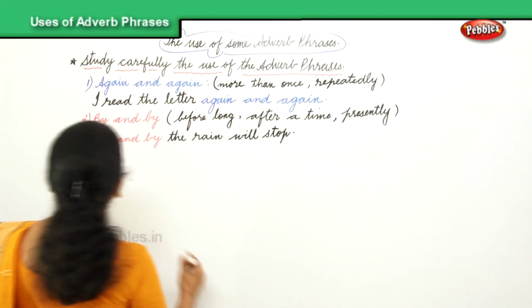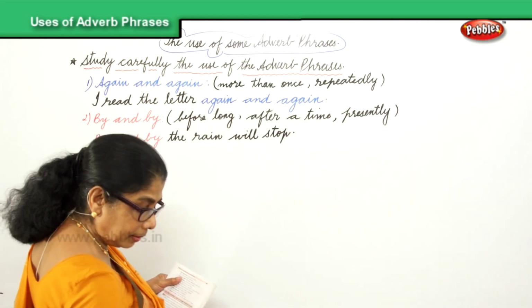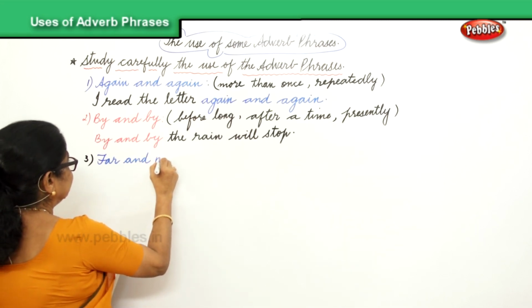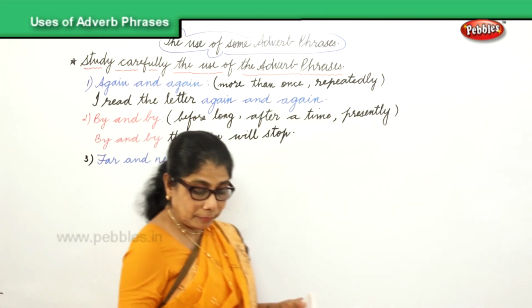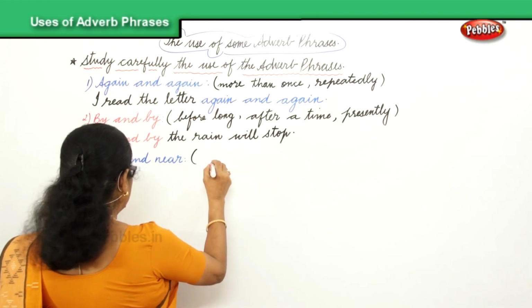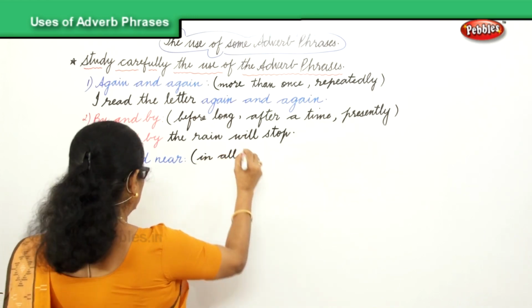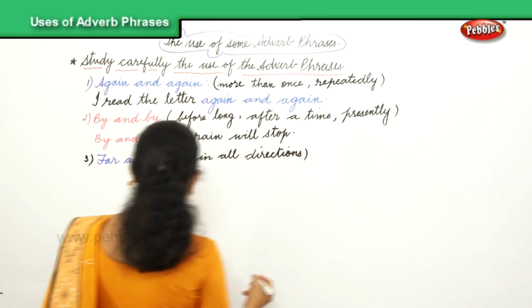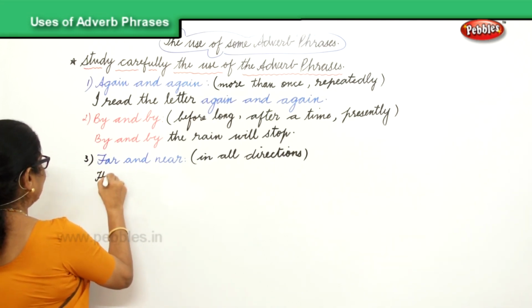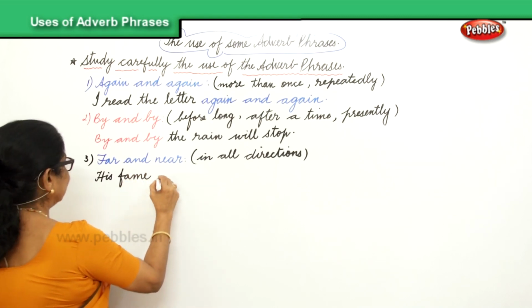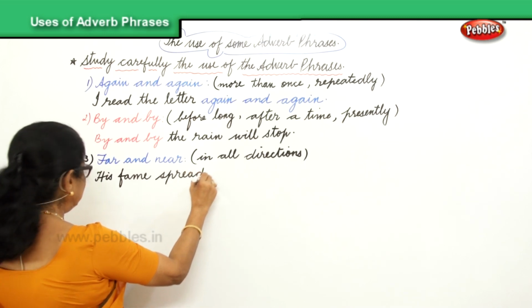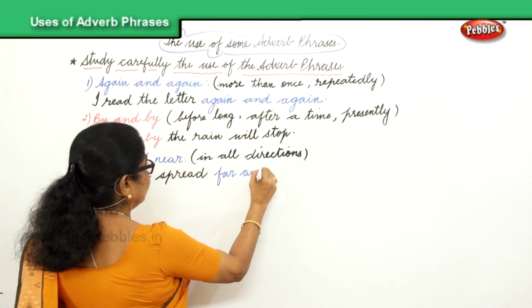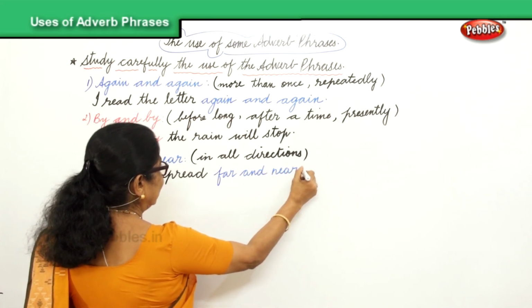So now we are going to look at the third one, far and near. When you say far and near, what do we mean? In all directions. And the sentence is, his fame spread far and near. That's what it means. Okay.